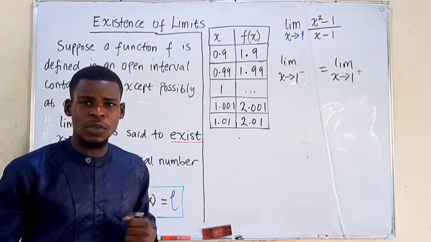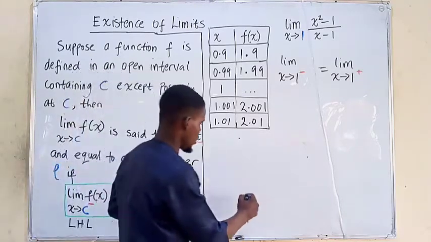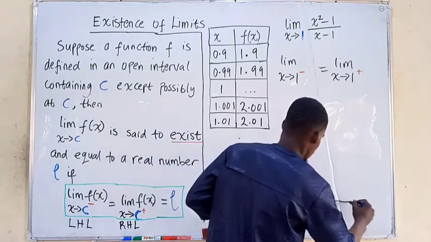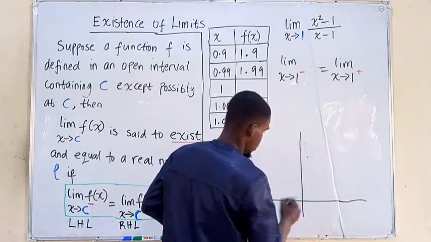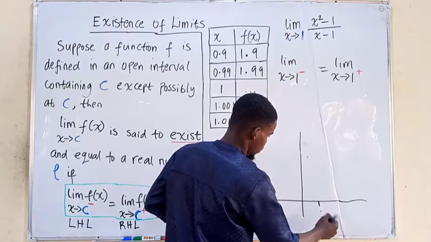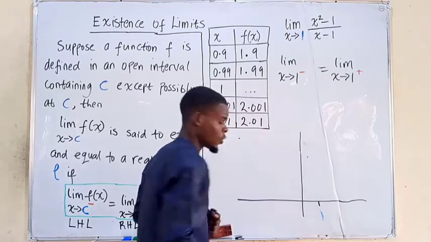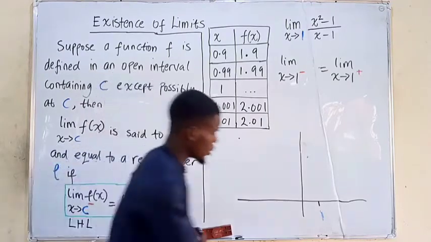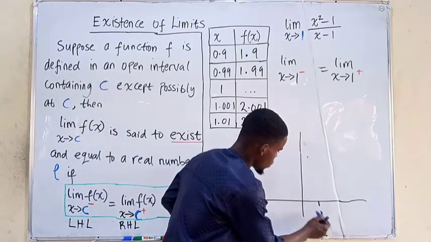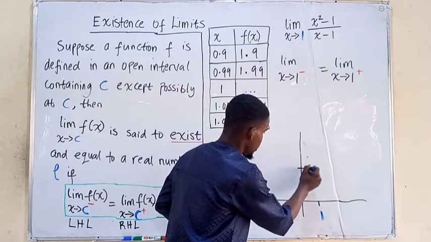Now, if you're approaching 1 from the left, look at this number 1 on a curve, on a graph like this. This is 1. So let's say we are approaching 1 from the left. That is, we are looking at real numbers closer to 1. So as we are approaching 1 from the left, let's see what we got.